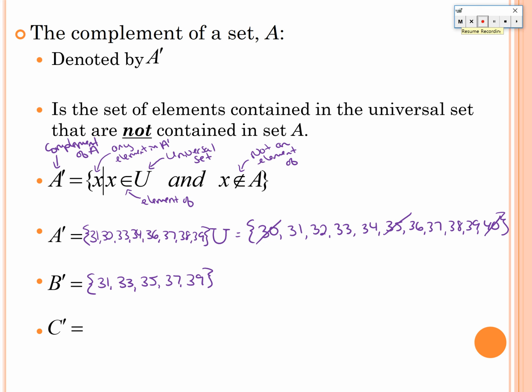All right, guys, who's feeling confident out there? What do you think for C complement? Somebody lay it on me. What do you got, Jacob? All right, so 30, 31, 32, 33, 34, 35. What do we think? Agree?